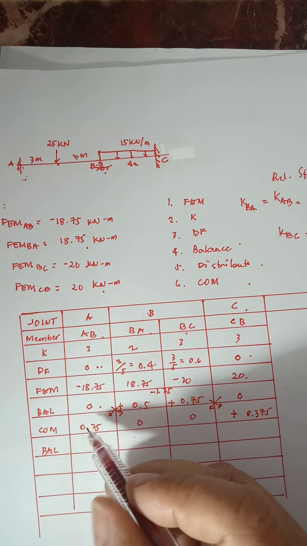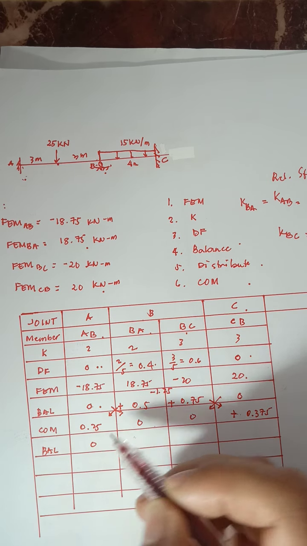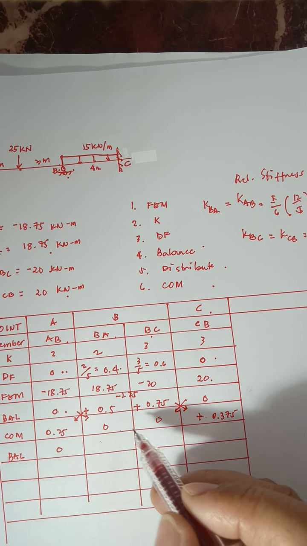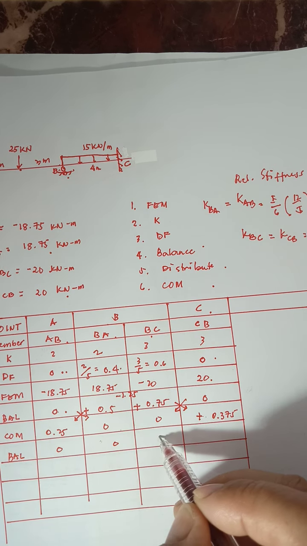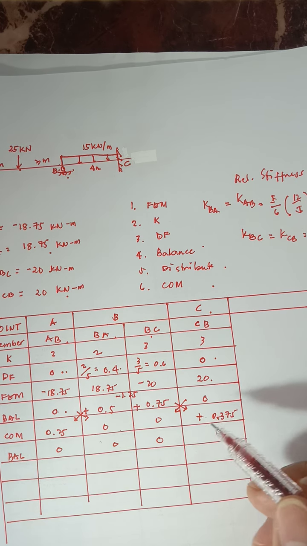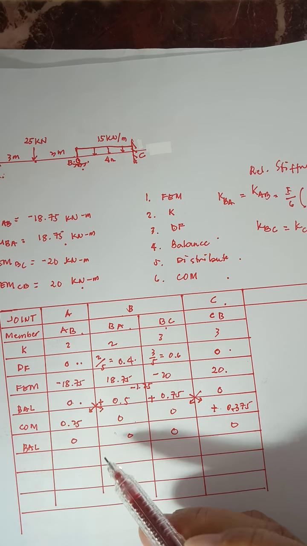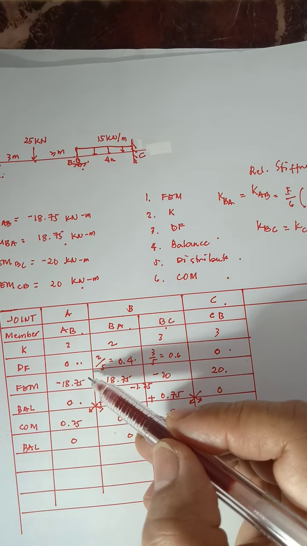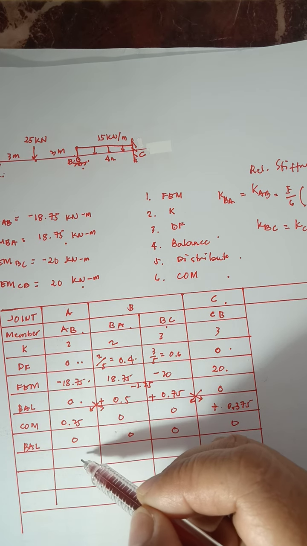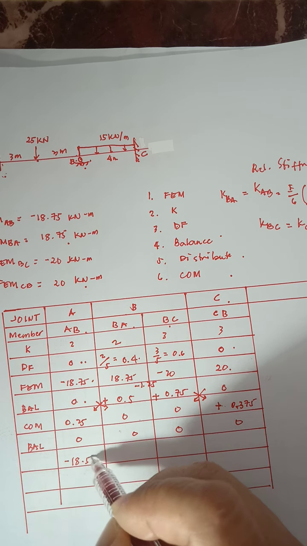Okay, so we repeat the balance. Balance, so this times 0 will give you 0. The unbalanced moment here is 0, 0, and this one is also 0. So we have distributed, balanced, and carried over. Now we add these to the fixed end moments. We sum up the moments here, so that will be minus 18.5.